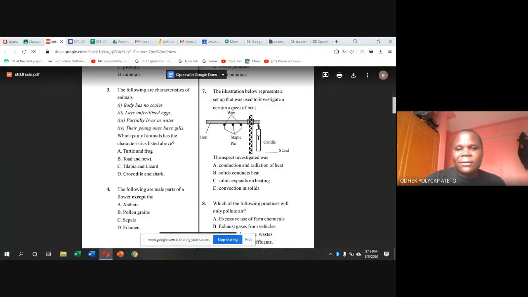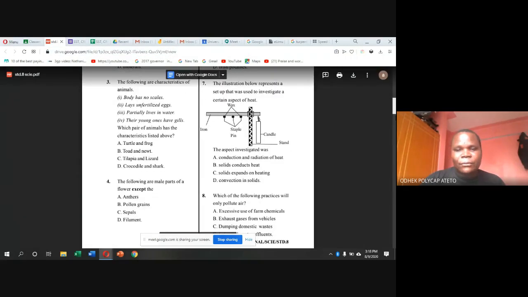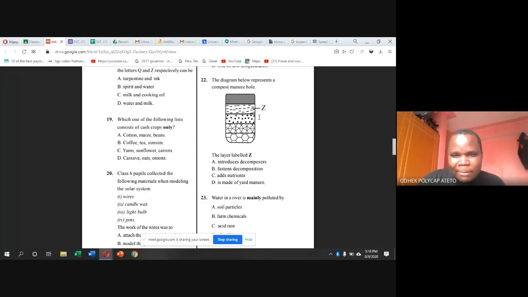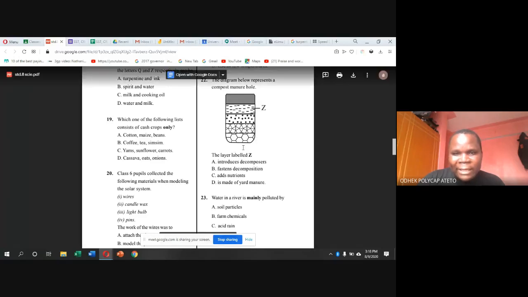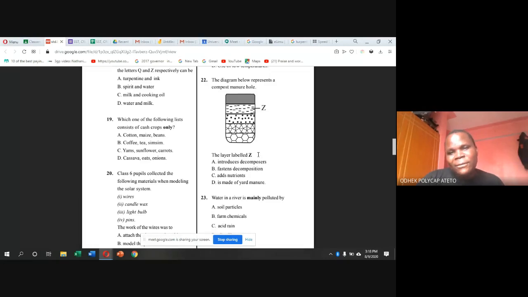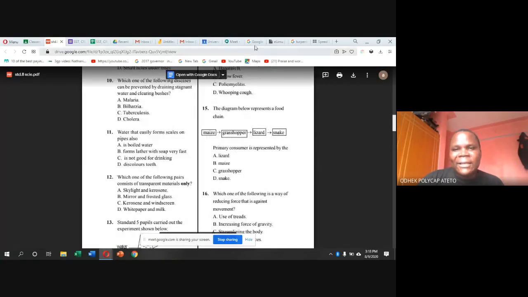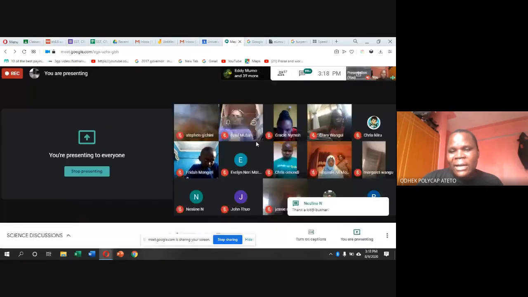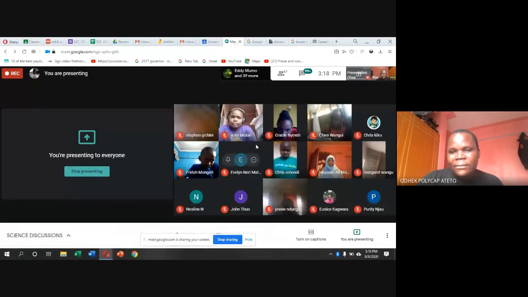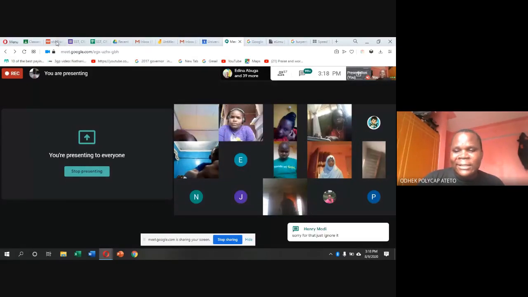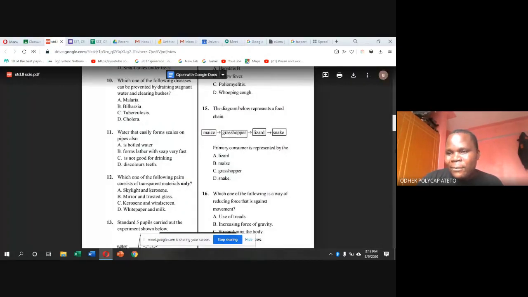So what is the question asking? The question was asking about Z. Is it the ash or topsoil? So this was the layer labeled Z. Yeah, that is for adding on nutrients. So the second layer, make sure you know that the second layer is always the ash. Hope you have understood that, the person who was asking that. Next.